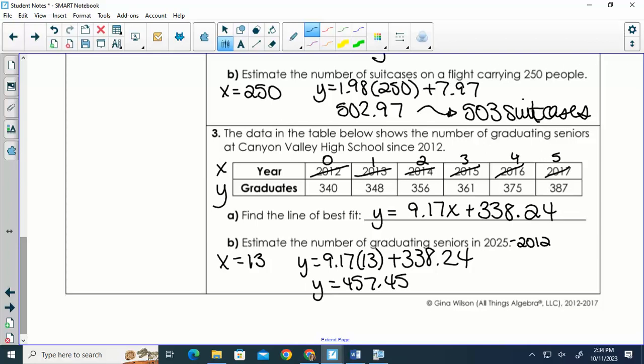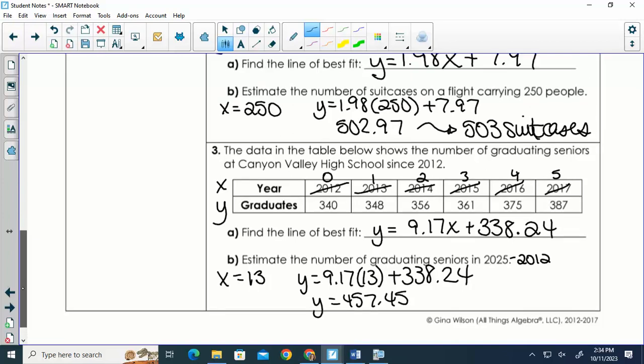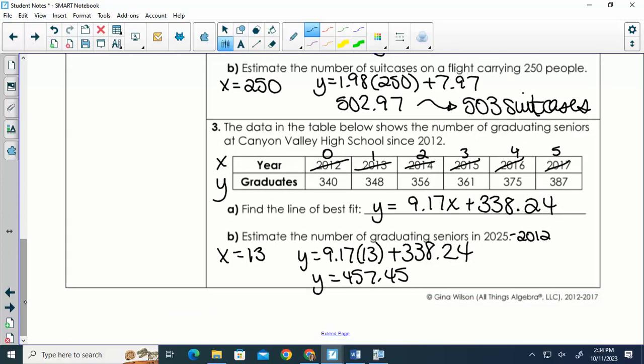And then we also have to look and make sure our answer is reasonable. The first time we were talking about temperature, can temperature be decimals? Absolutely. But on this one, we're talking about the number of graduating seniors. Could I have 0.45 of a graduating senior? No. So what would I call this? 457.